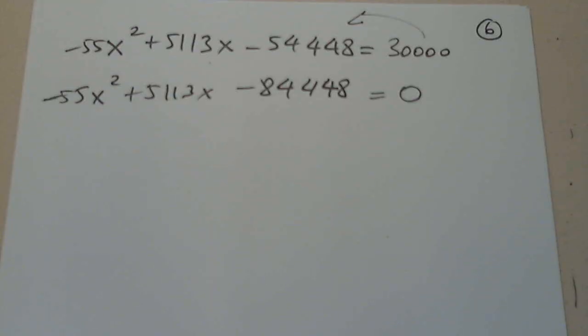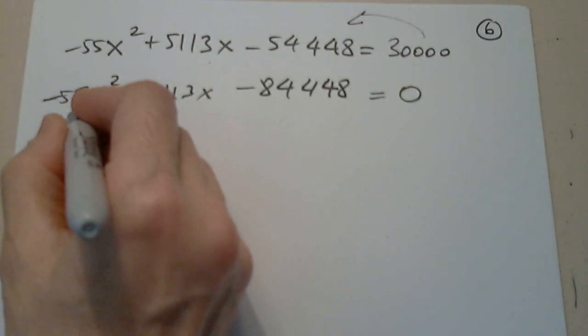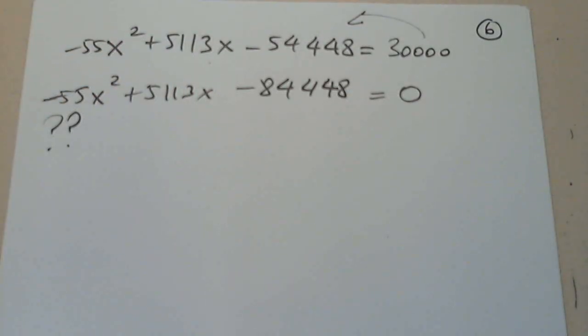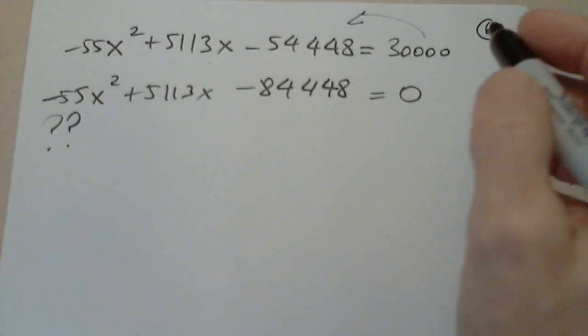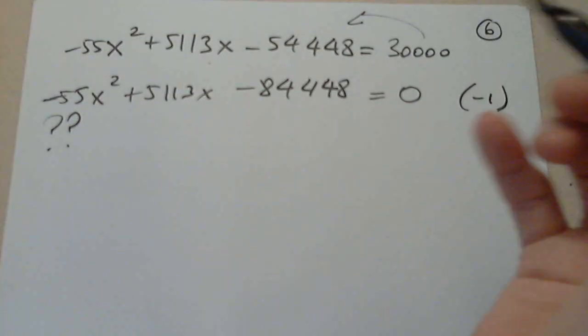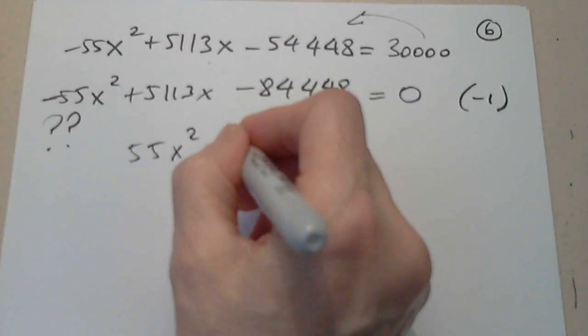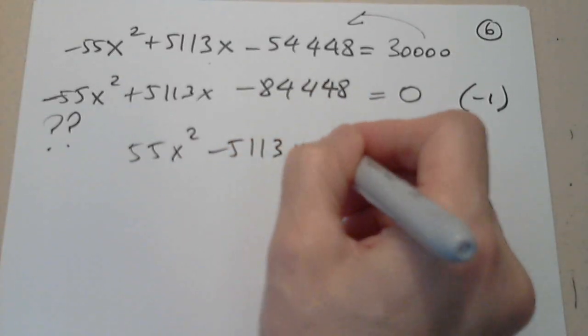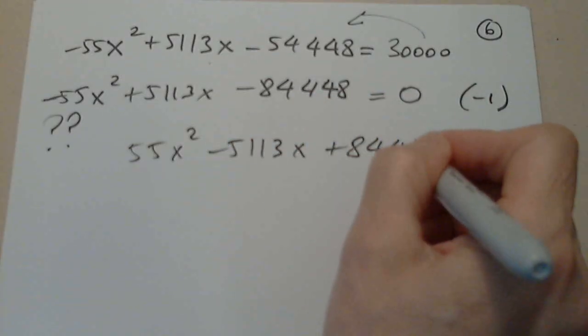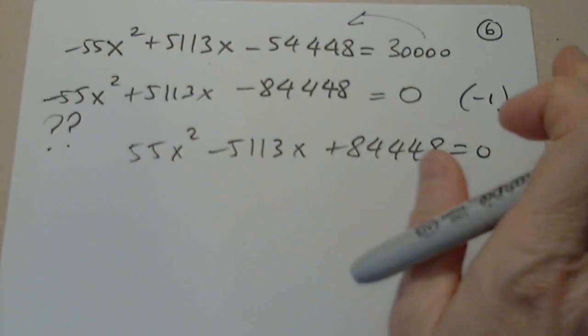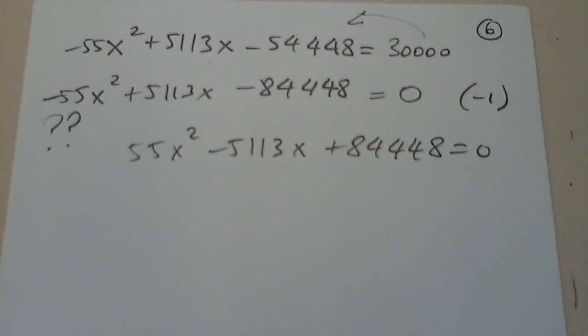The next step is never, ever solve a quadratic equation, or any equation for that matter, with a negative leading coefficient. Absolutely never. So I would multiply both sides or divide both sides by -1, which is the same thing. So 55x squared minus 5,113x plus 84,448 equals 0. This times -1, this times -1, this times -1, this times -1.